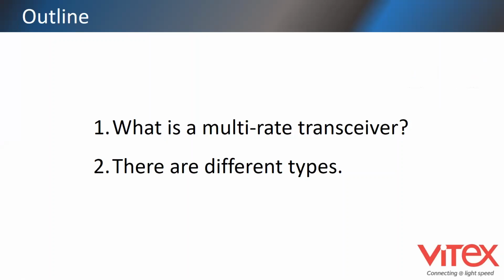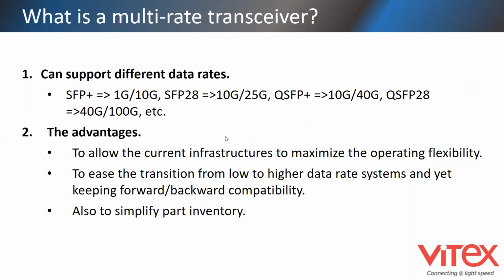One is what is a dual rate transceiver, and then I'm going to show you different types of multi-rate transceiver. I use dual rate and multi-rate interchangeably, so excuse me. So what is a multi-rate transceiver? Basically, a multi-rate transceiver can support different data rates. For instance, SFP+ is 1G and 10G, SFP28 is 10G and 25G, QSFP+ is 10G and 40G, and QSFP28 is 40G and 100G, etc.